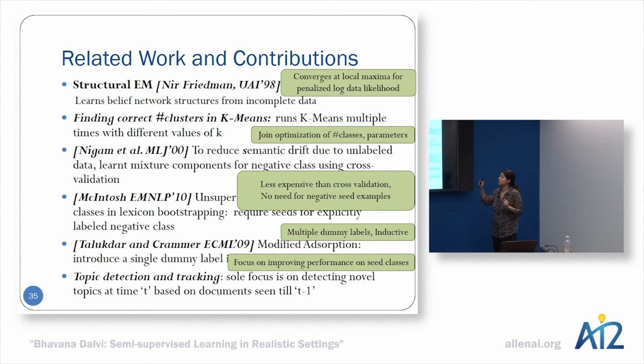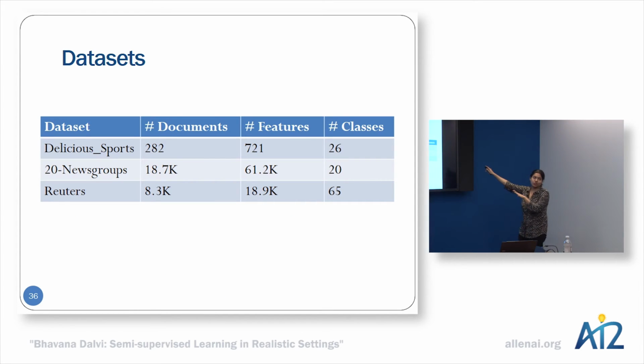Finally, there is some work in topic detection and tracking. The sole focus is on detecting a new topic given all topics till point t-1, whereas our focus is on keeping the known ones purer, reducing the semantic drift. Okay, so now let us move on to experiments.